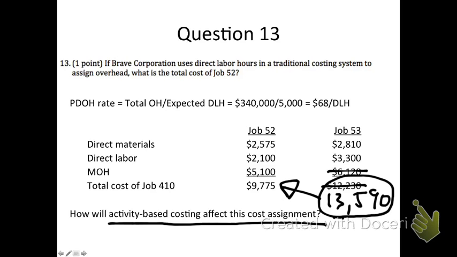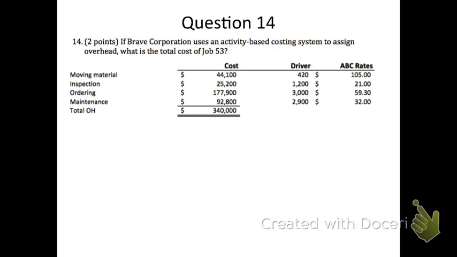So let's look at activity-based costing. If you look at the problem, you can see that we've identified the driver. This is number of moves, this is inspection hours, this is orders, and this is machine hours, again the only unit level driver. We divide the cost by the driver and we get our activity-based costing rates.